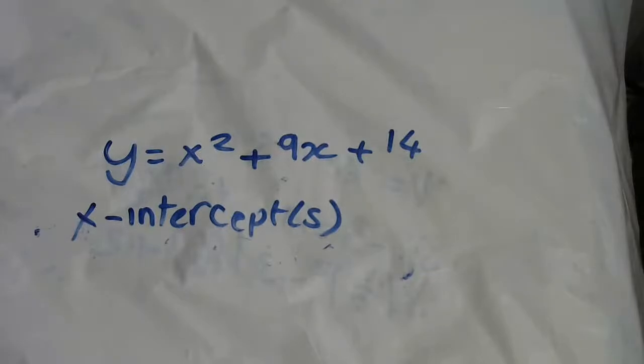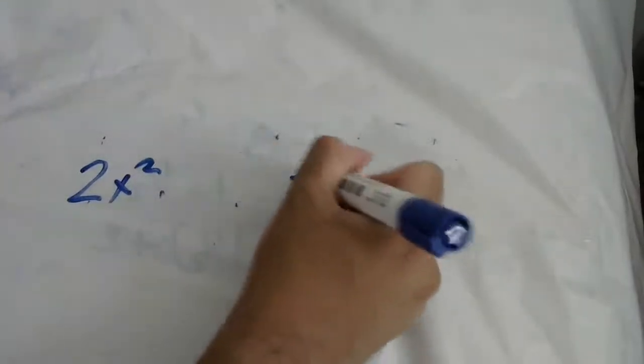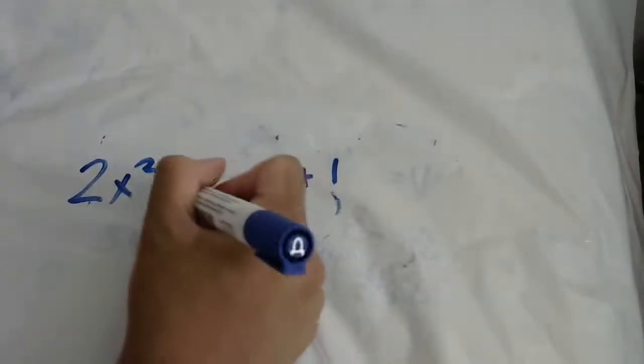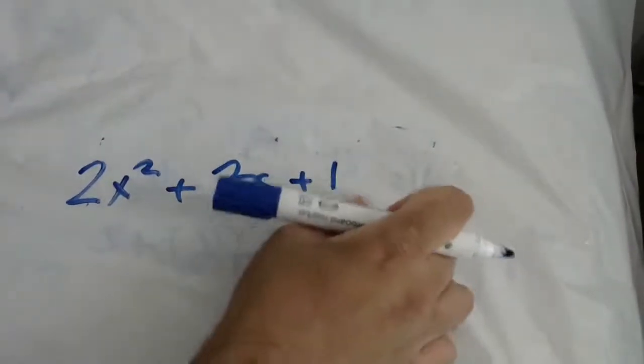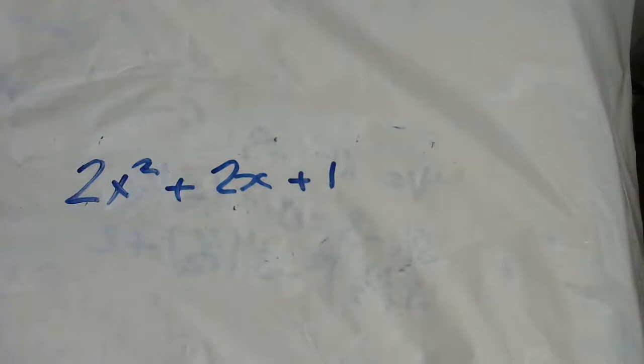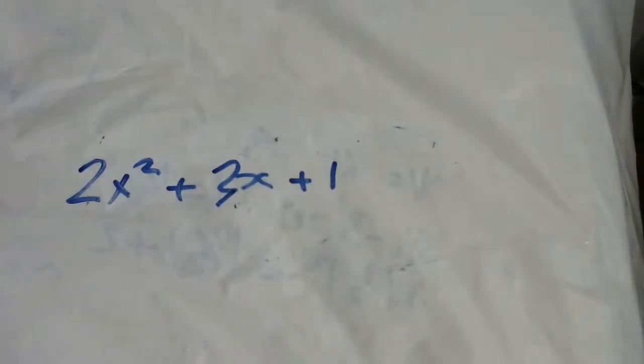So -2 and -7. Well done. Yeah, you presumably have factorized or solved. Brilliant. We're making some progress there. That's good. Now, I want you to factorize for me 2x squared plus 3x plus 1, all right? Okay, so can you factorize that one for me?